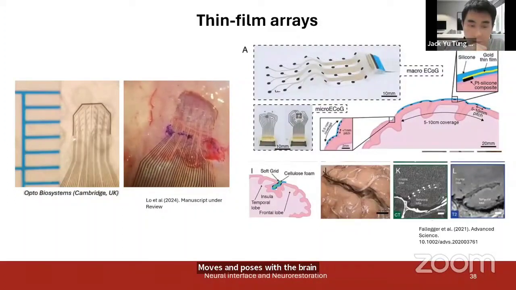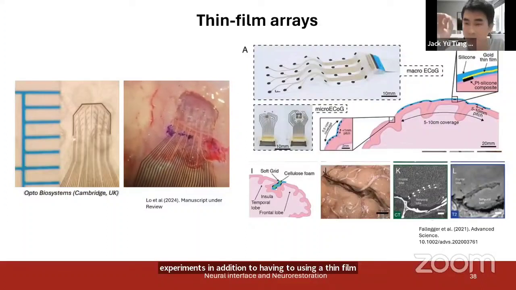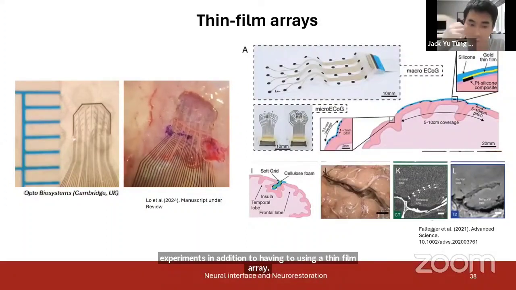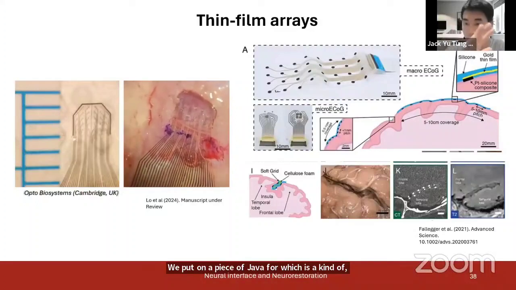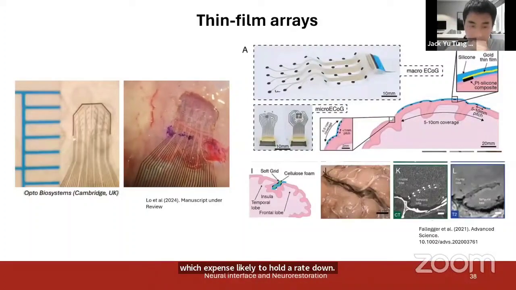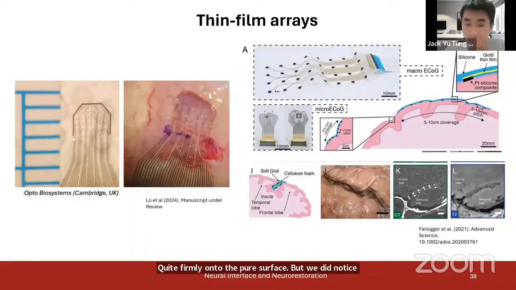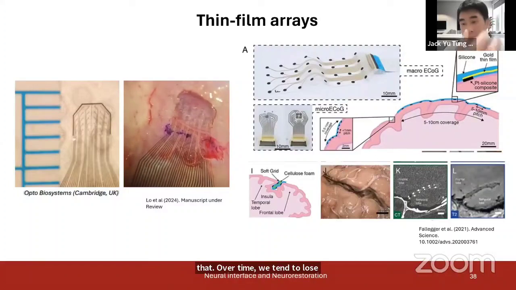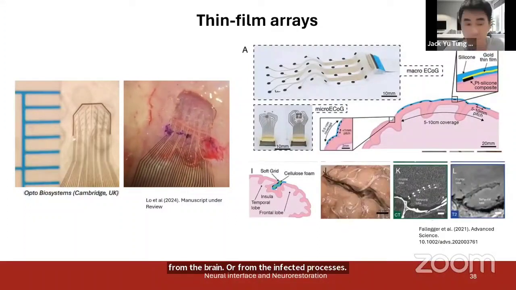And in our rat experiments, in addition to using a thin film array, we put on a piece of gel foam, which is a kind of surgical sponge, which expands slightly to hold the array down quite firmly onto the pial surface. But we did notice that over time, we tend to lose spike signals, either from the dehiscence of the array from the brain or from inflammatory processes. So this is an area that needs to be further optimized.